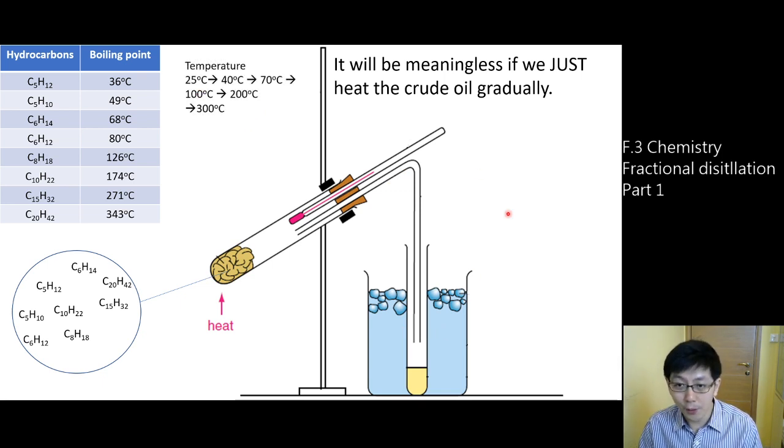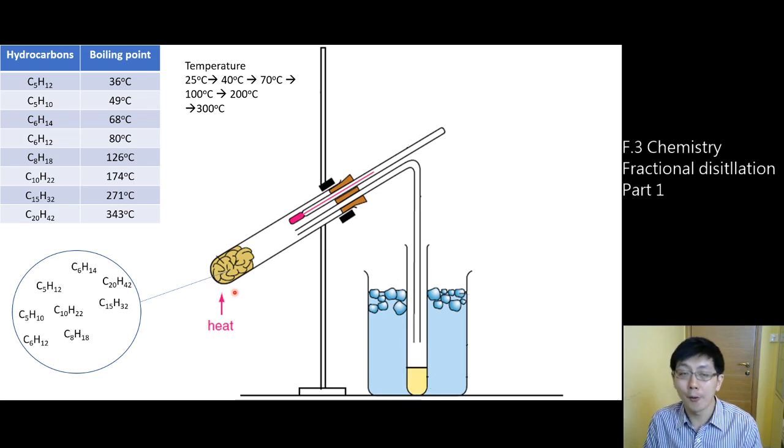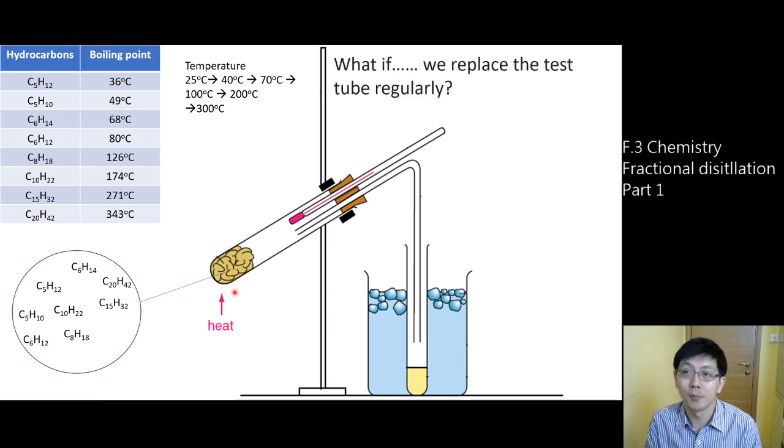If we just leave this apparatus alone, just do the heating without anything else, they will just go into the new test tube one by one when they reach their own boiling point. Completely meaningless. However, if we do one little step, things will be very different. Now, what if we have the test tube here to collect the things being boiled and condensed? What if we replace the test tube regularly?